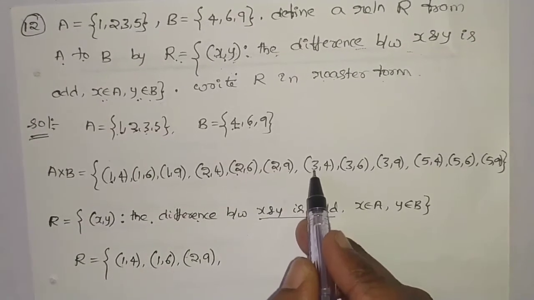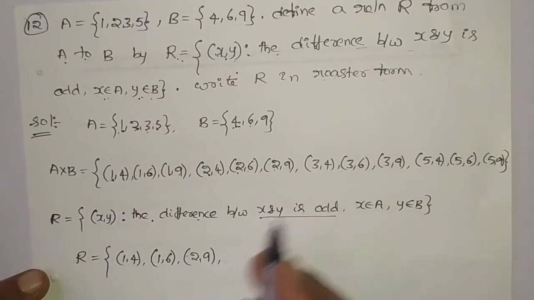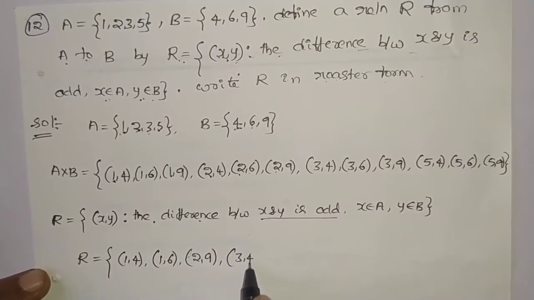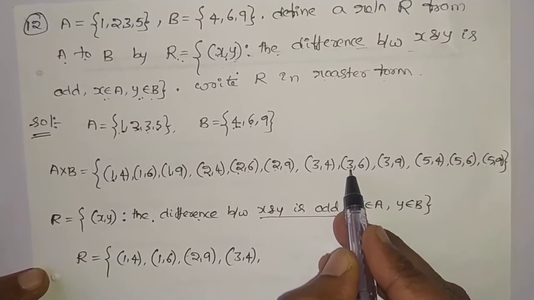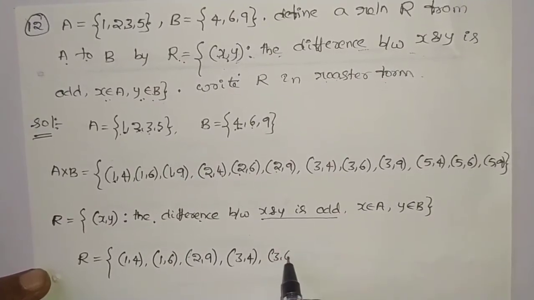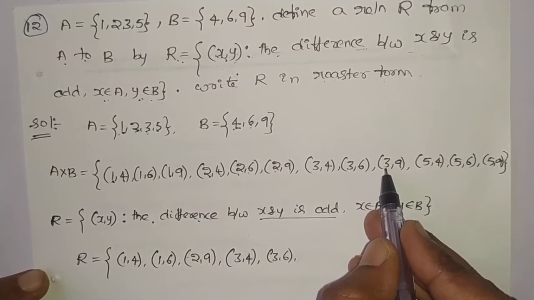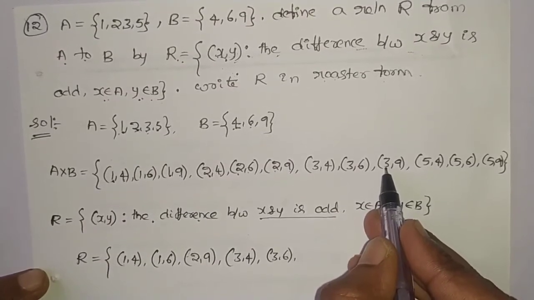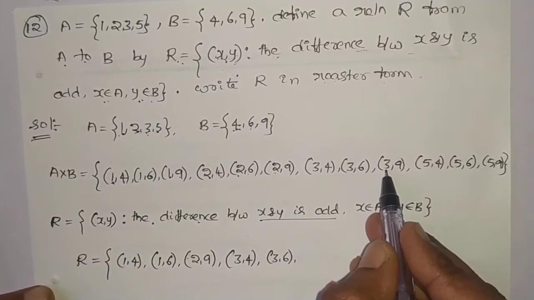Next 4 minus 3 is what? 1. Is 1 even or odd? Odd. 3 4. Next 6 minus 3 is what? 3. Is 3 even or odd? Odd. Write down 3 6. Next 9 minus 3 is what? 6. Is 6 even or odd? Even. We should not write.